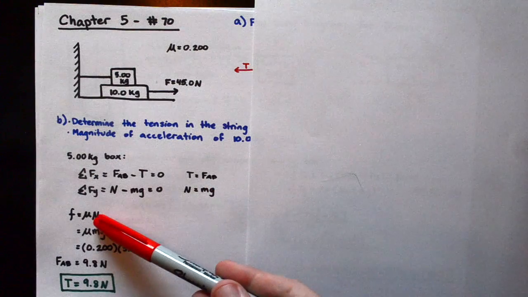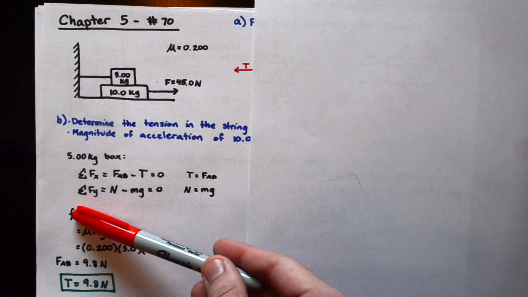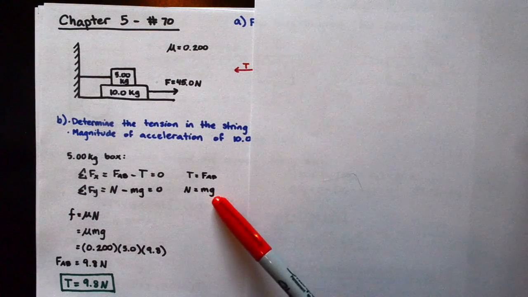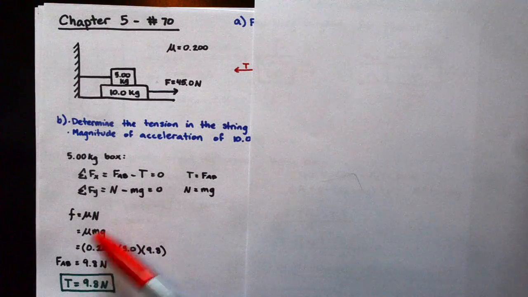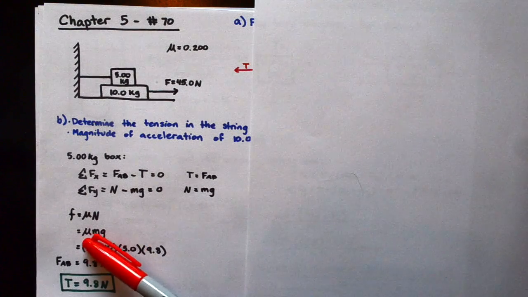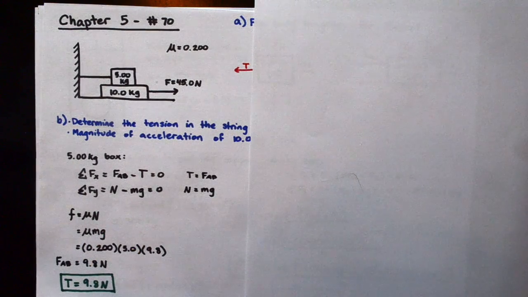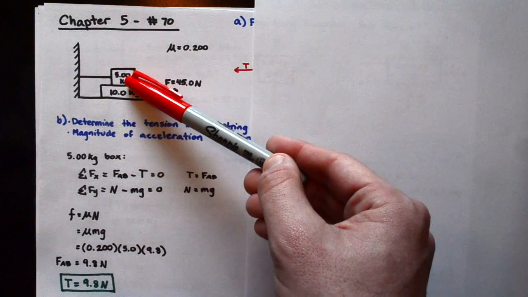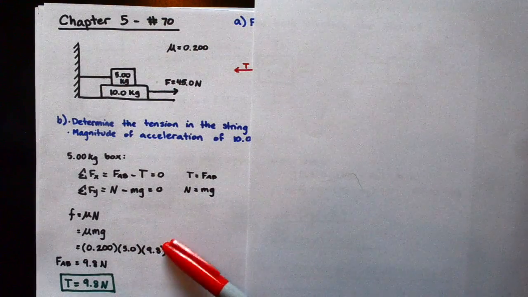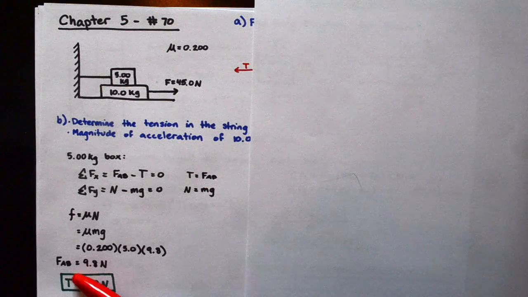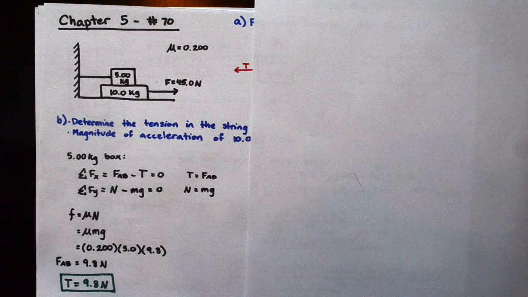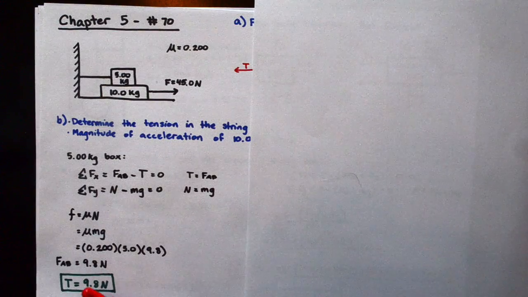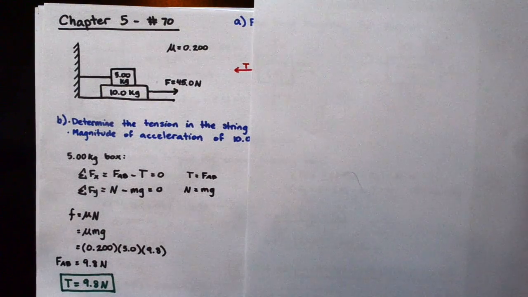Force is going to equal your coefficient of kinetic friction times your normal force. Because the normal force is equal to mass times gravity, we can now plug that in. So our force is going to equal our coefficient times mass times gravity. We know that our coefficient is 0.200, the mass of our block is 5, and gravity is 9.8. So the force of AB is going to be equal to 9.8 newtons. And because the tension is equal to the force of AB, the tension is equal to 9.8 newtons.